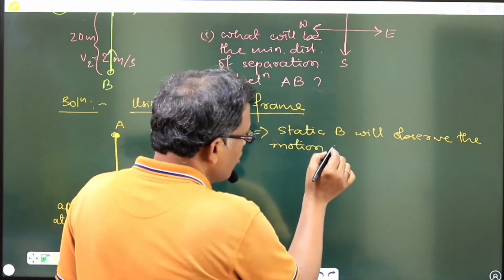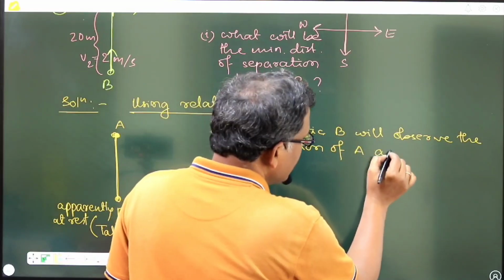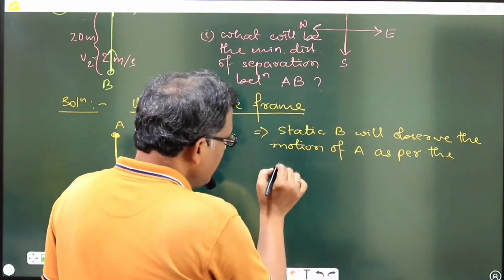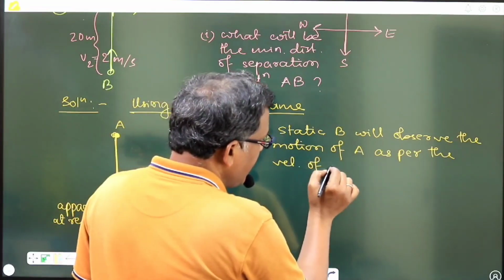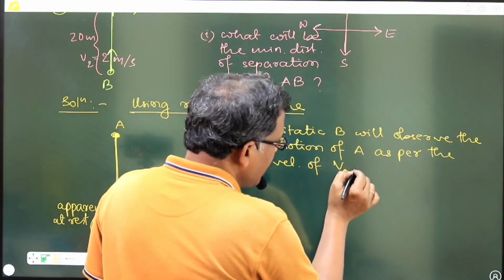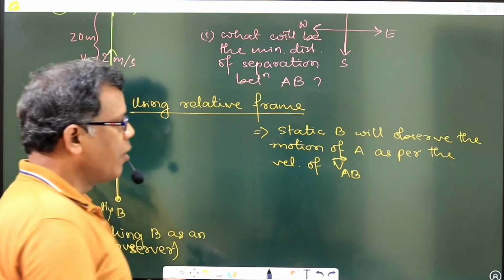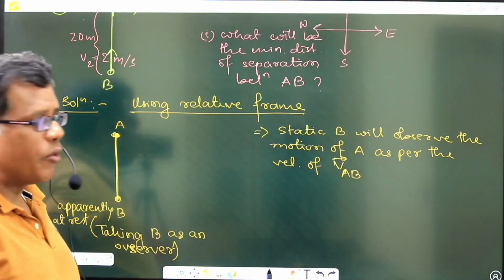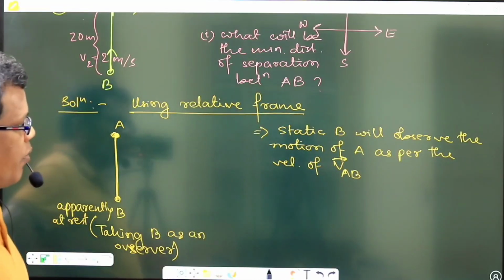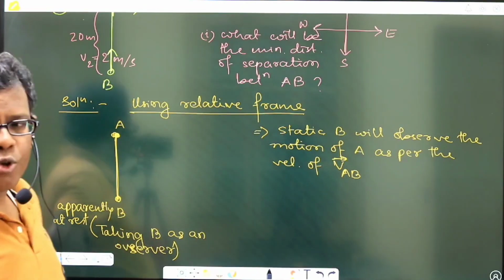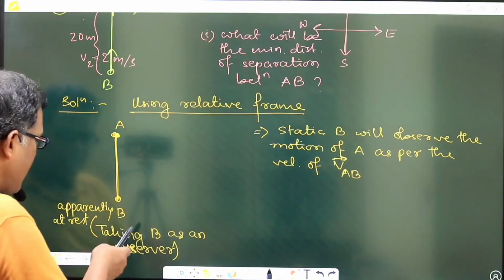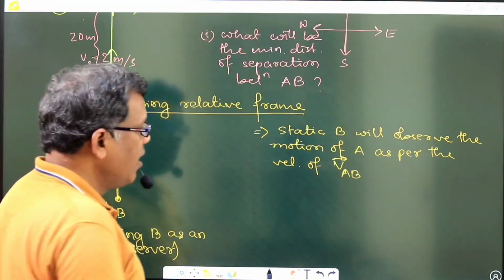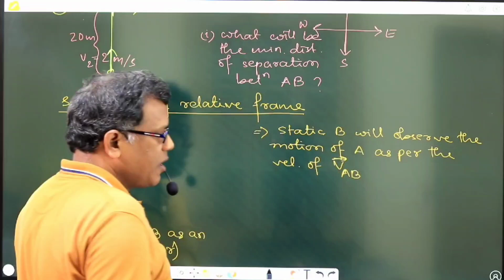of A as per the velocity VAB, right? B cannot see the real motion of A. Any moving observer cannot see the real motion of other moving bodies in its surroundings. That's why one moving body can always see the relative motion of other moving bodies. In the same concept, B cannot see the real motion of A, rather it can see the relative velocity of A, which is VAB.